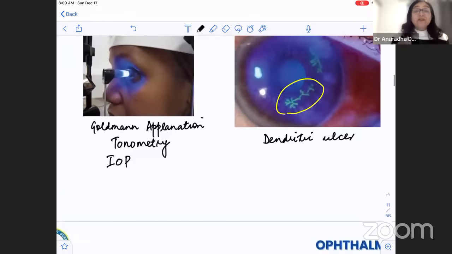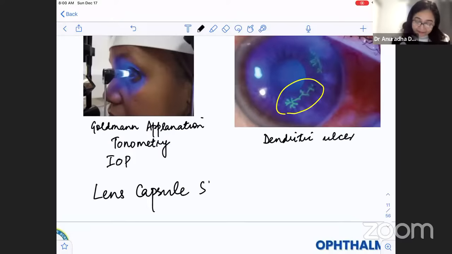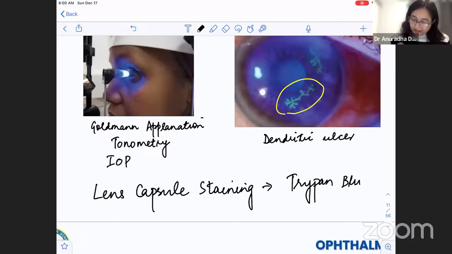For lens capsule staining, which is a part of cataract surgery, the dye which is used is trypan blue, beta. For lens capsule staining, the dye which is used is trypan blue. So this can be another important point.